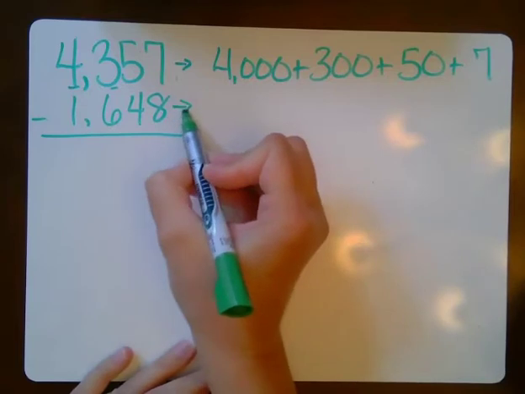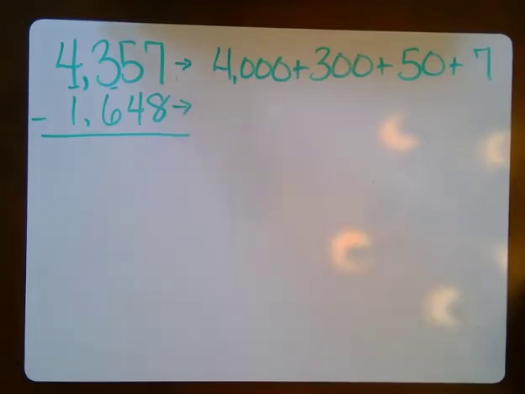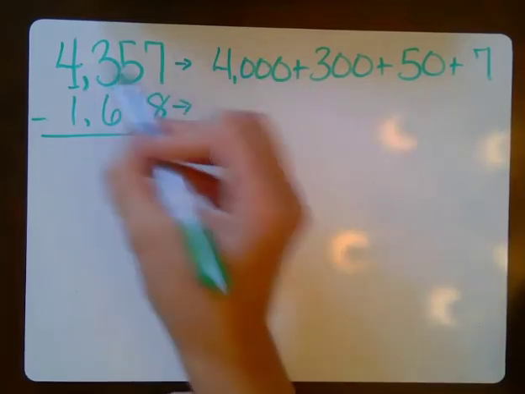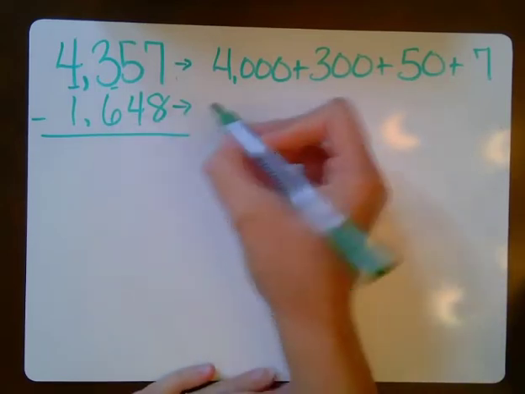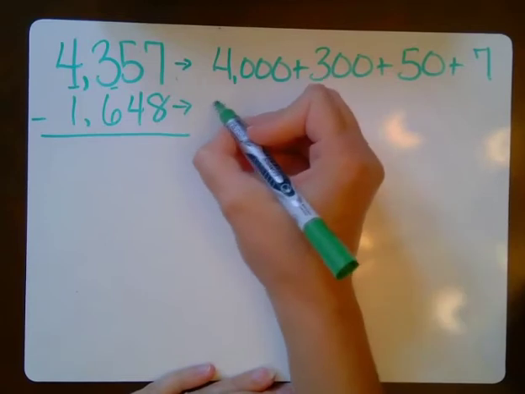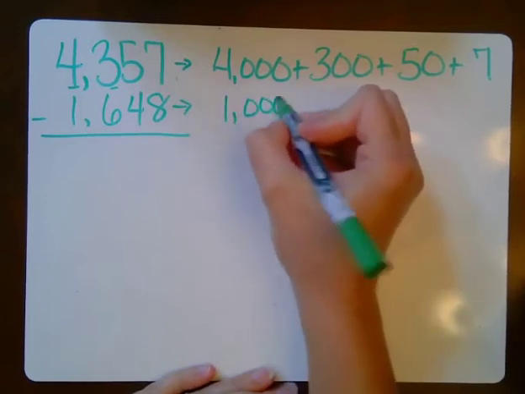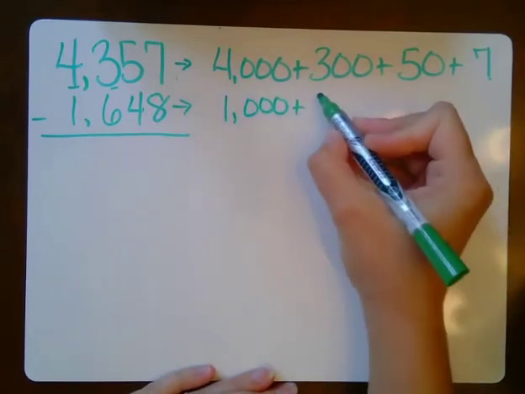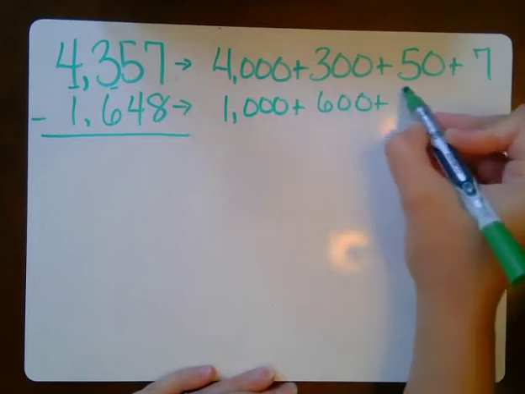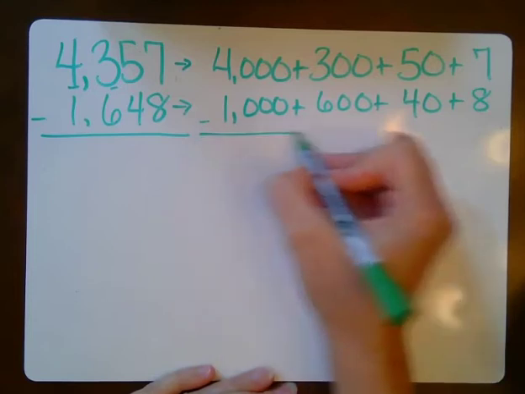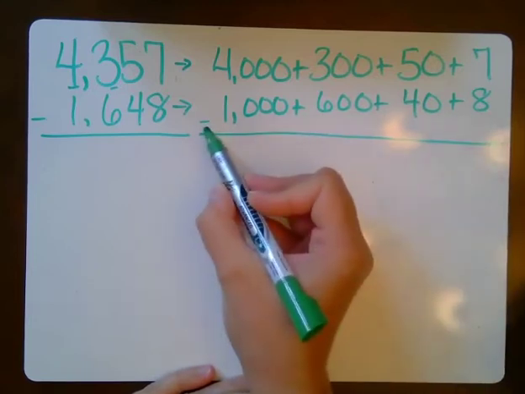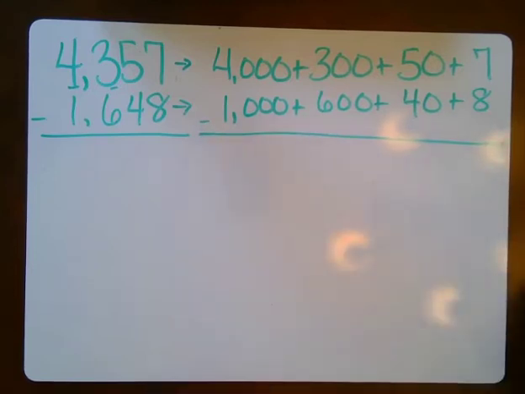And I'll do the same thing with my subtrahend. The top number is my minuend, remember? So instead of 1,648, that 1 becomes 1,000, the 6 becomes 600, the 4 a 40, and the 8 ones. And I'm remembering by putting my subtraction sign there that I'm subtracting these.